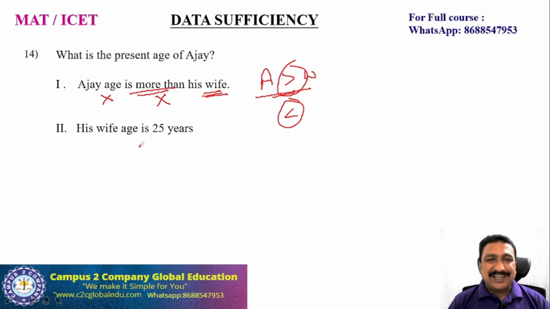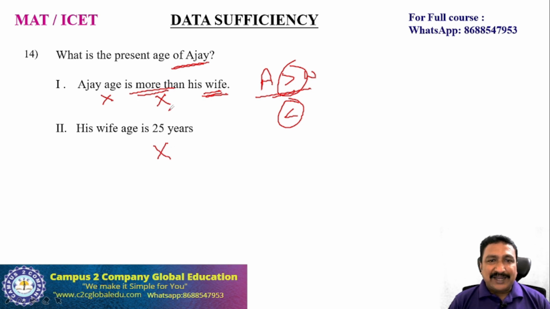Second one: his wife's age is 25 years. So this is irrelevant information. Why? Because we require the present age of Ajay. When you require the present age of Ajay, we should know only Ajay's information. But the second statement does not mention anything about Ajay, only about Ajay's wife. So according to the second statement also, we cannot decide.